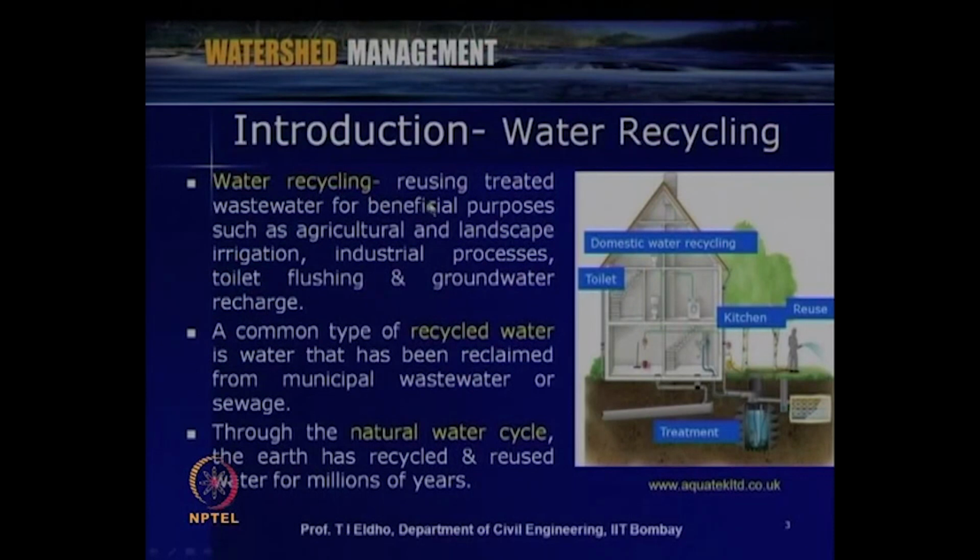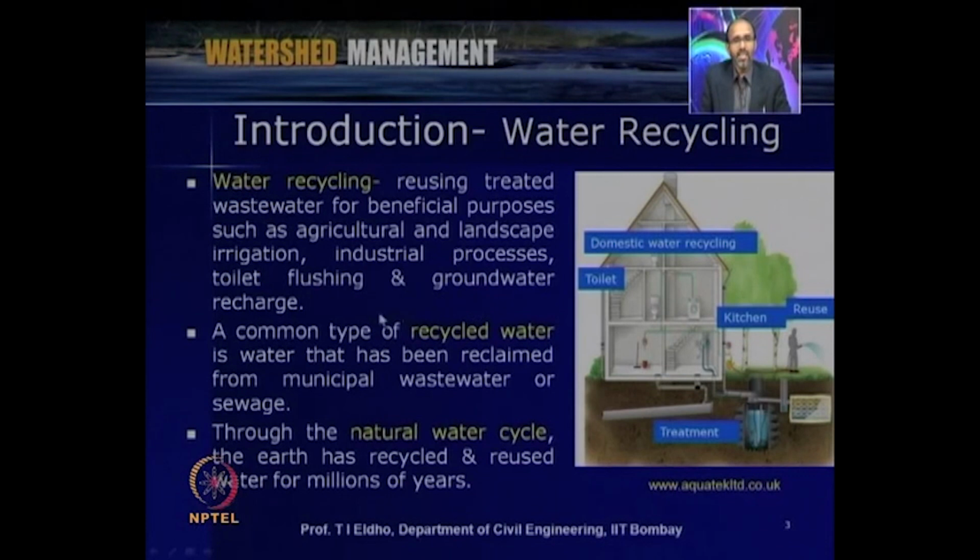When we discuss water recycling, as I mentioned, it is reusing treated wastewater for beneficial purposes such as agricultural and landscape irrigation, industrial processes, toilet flushing and groundwater recharge. For example, if you consider a residential building, the water coming from the sinks can be separated, given some treatment like preliminary or primary treatment, and then used directly for irrigation. The water coming from the toilets can also be passed through a septic tank or given some treatment and then used directly for other purposes.